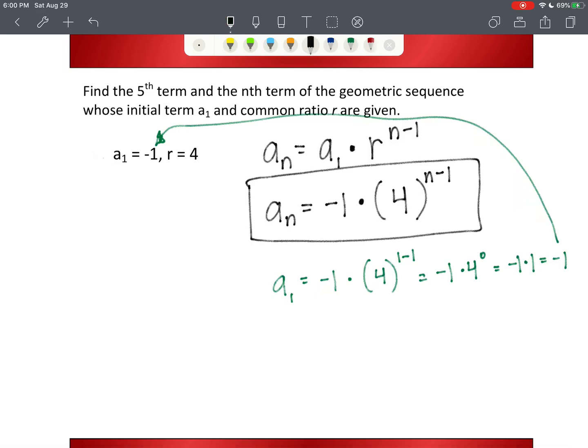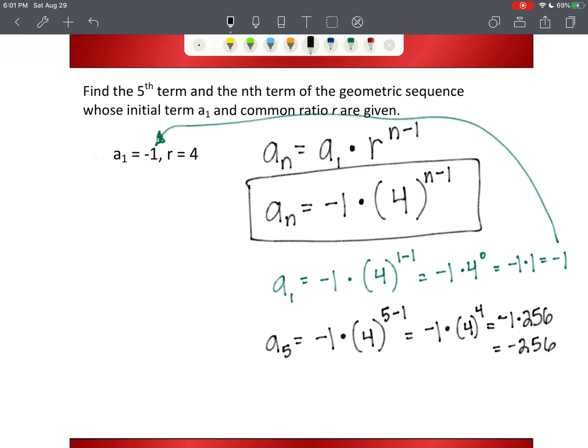But we want to find the value of the fifth term. So a sub 5 is equal to the first term, which is negative 1, times 4 raised to the 5 minus 1 power. So that's going to be negative 1 times 4 to the 4th power. And 4 to the 4th power is the same thing as 16 squared, which is 256. Negative 1 times 256 is negative 256. So the value of the fifth term is negative 256.